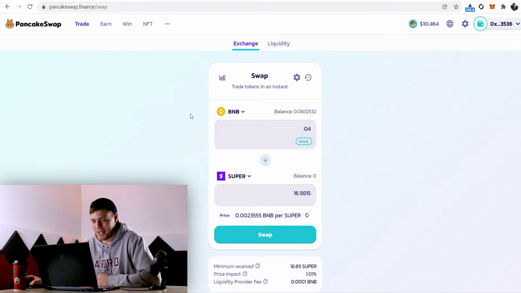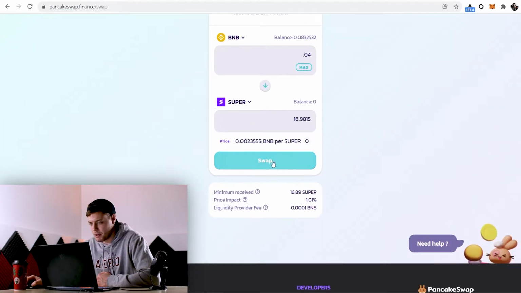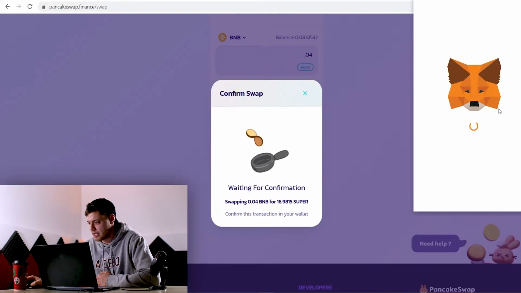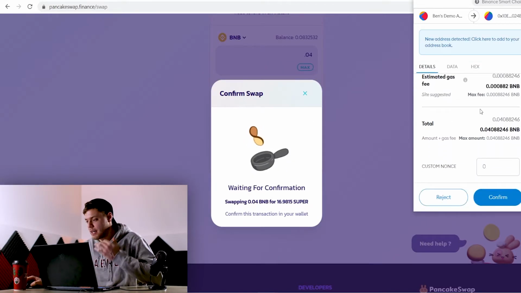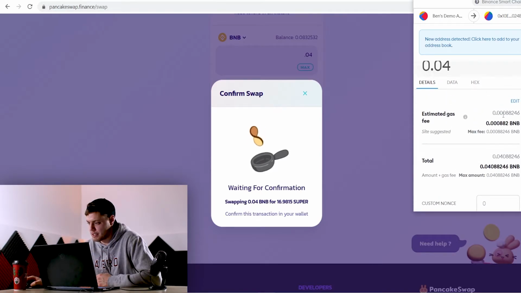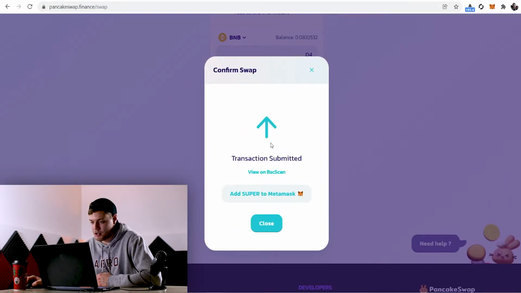Alright, so it looks like PancakeSwap actually just changed around their user interface while I was filming this video. That's why that chart's missing now and things look a little bit different. But regardless, it's still the same DEX that we're using, so I'm going to go ahead and click swap and confirm swap. And now I'm going to have to sign the transaction fee saying that yes, I am authorizing this transaction to go through. So I'm going to go ahead and click confirm. You can see the gas fee is basically nothing. Confirm. And now my transaction is submitted, and I just have to wait for it to go through and arrive in my wallet.